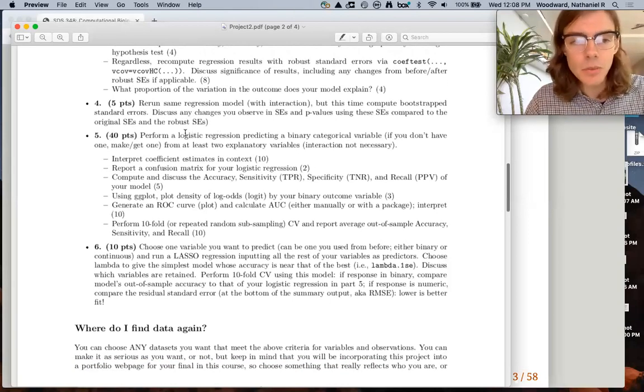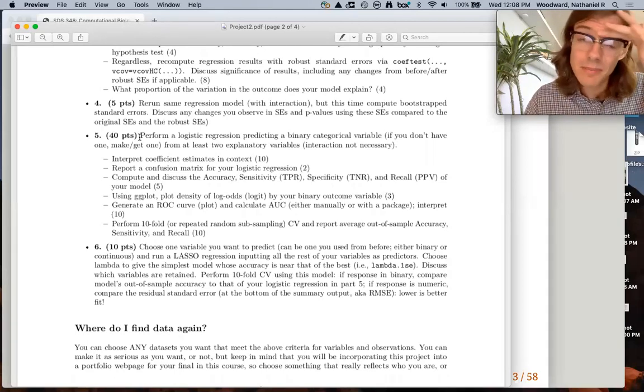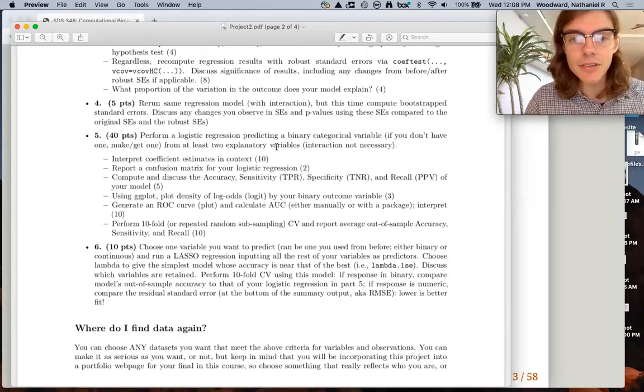And then finally, well, not finally, but almost finally, this part is the logistic regression part. So you'll have a binary variable you'll want to predict from at least 2 explanatory variables. And you don't have to do the interaction. I just want you to have at least 2 predictor variables in the model. And it's just interpreting coefficients, looking at a confusion matrix for your data, like, what proportion who were actually malignant did the model predict as malignant? What proportion didn't? Just the counts of true positive, false positive, true negative, false negative. We'll talk about that a lot more today.